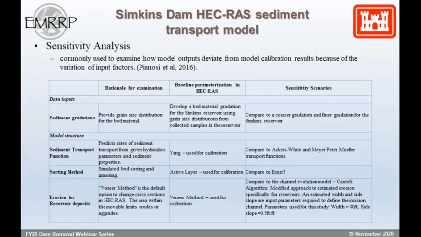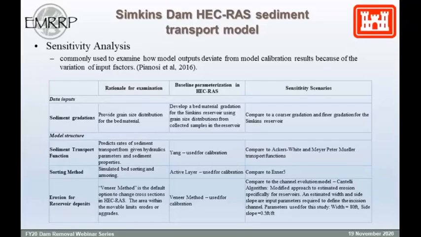Here I'm providing a definition of a sensitivity analysis, which is commonly used to examine how the model output deviates from model calibration results because of variation of input factors. So for the sensitivity analysis for Simkins, I selected some input data and some model structure, and I tested that to see how much of a difference I can see in the results.